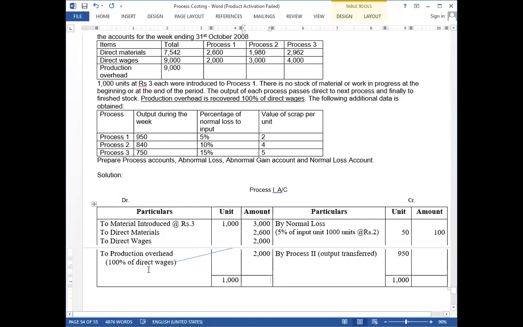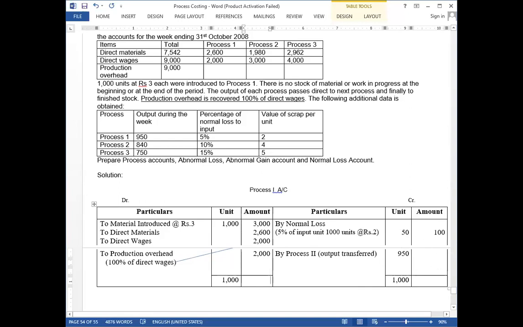If you get any normal loss, abnormal loss or abnormal gain, then you have to follow the formula. Remember that formula well. Take the total expenses minus the scrap value, divided by total input units minus the normal loss units, and multiply by the abnormal loss or abnormal gain units. You will get the amount. Then you can balance the balancing figure as the amount of output.